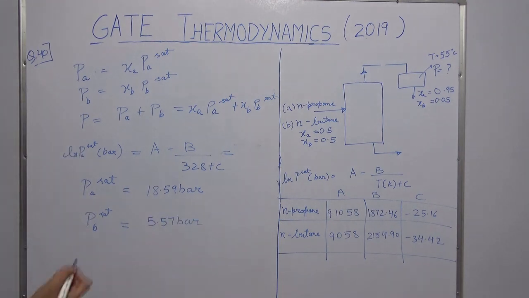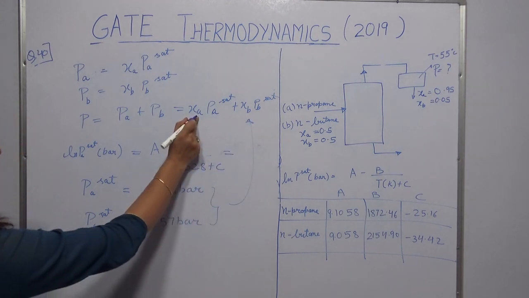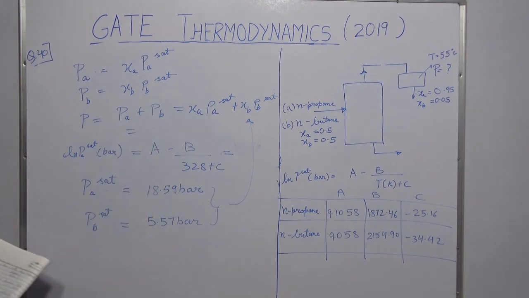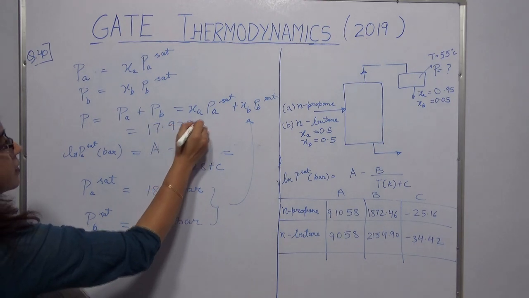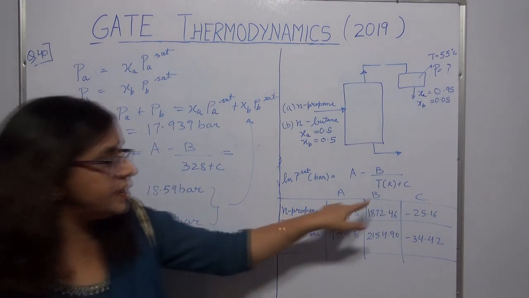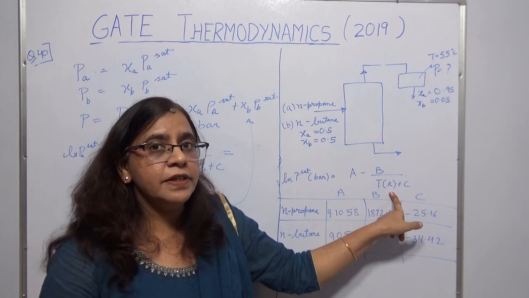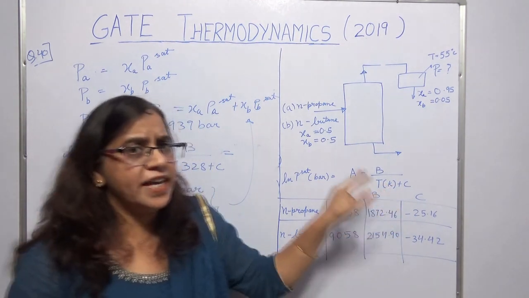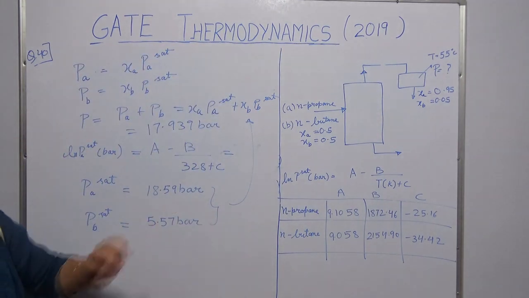Now simply plug these values in this equation with the values of XA as 0.95 and XB as 0.05, and you get your total pressure, which is equal to 17.939 bars. So this is a very simple problem. The only catch over here is that if you forget to convert your temperature from Celsius to Kelvin, it might give you a wrong answer. That is the only catch. Otherwise, your bubble point pressure calculation is very simple.